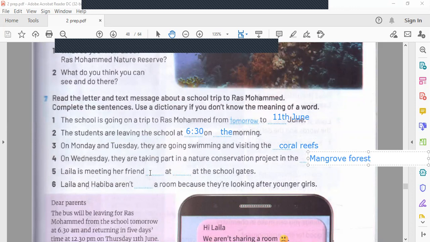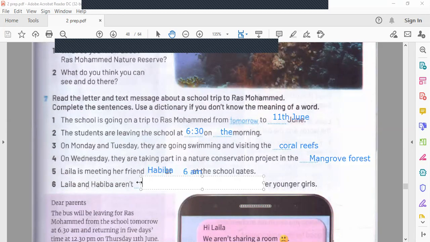Laila is meeting her friend Habiba, yes, at 6 a.m. at the school gate. Yes. Laila and Habiba aren't, yes, sharing a room because they are looking after younger girls. Okay.